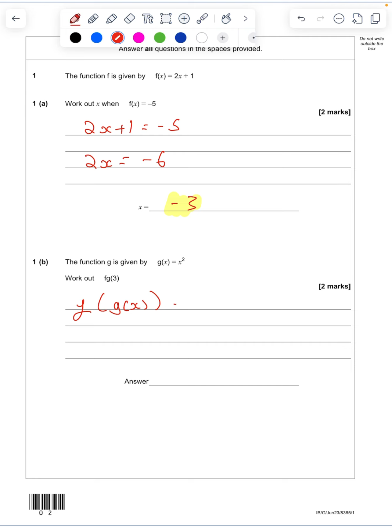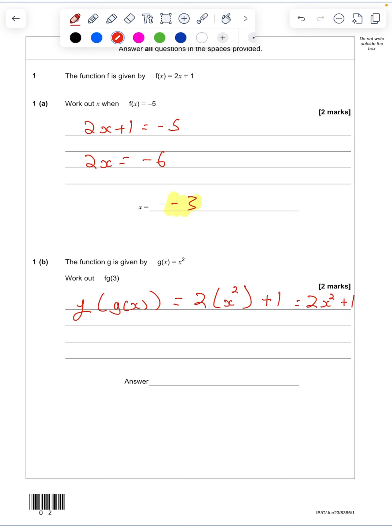So fg of x is going to be 2 lots of x, and you replace the x with x squared, and you've got the plus 1 on the end. So I've just put x squared in for x in this function, because I'm putting g of x into f of x. Now let's simplify that. That would just go to 2x squared plus 1.